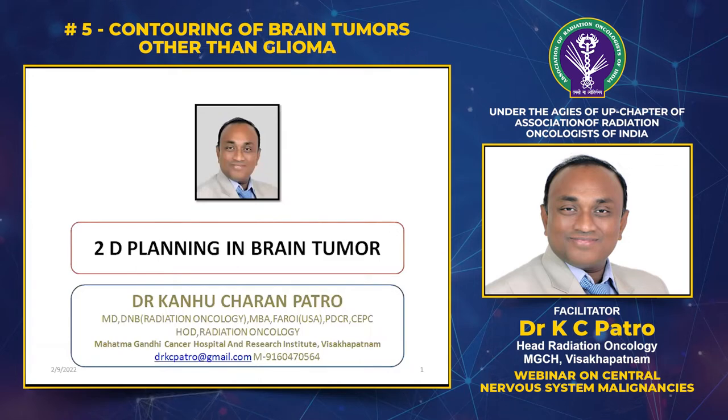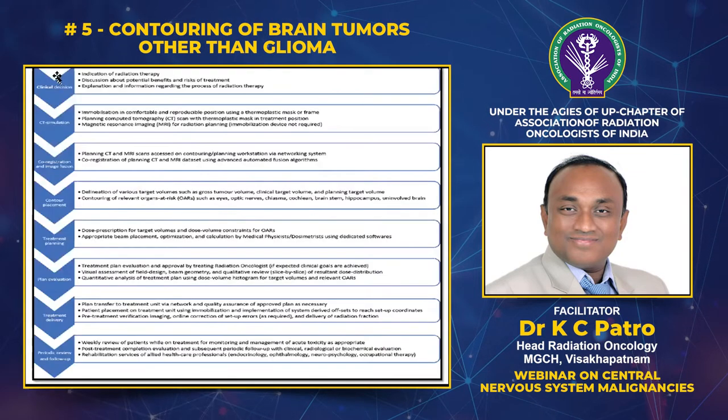If you go through the stepwise treatment planning, starting from the clinical decision to the review, first we take the clinical decision. This is the 2D planning: clinical decision, CT simulation, co-registration, contour. This is the system we go through from clinical decision to the review, step by step.